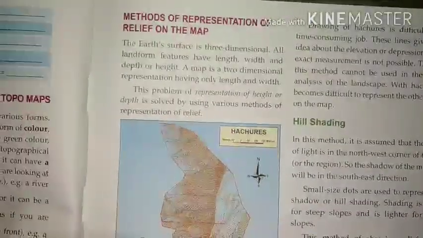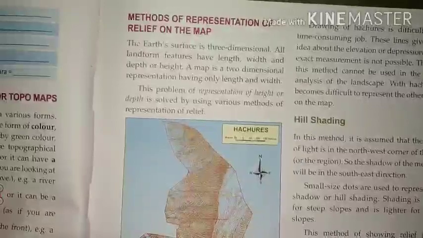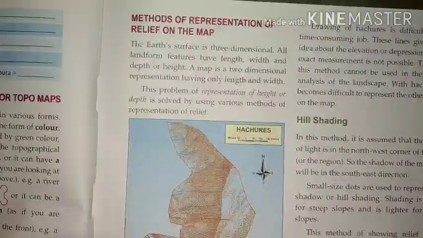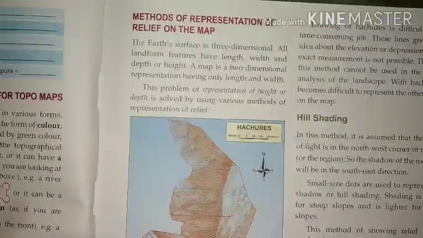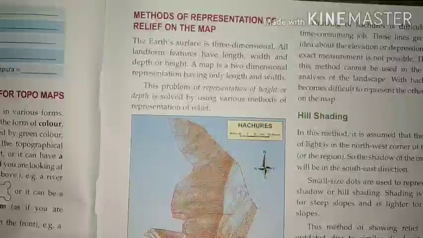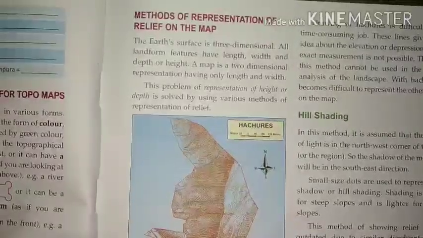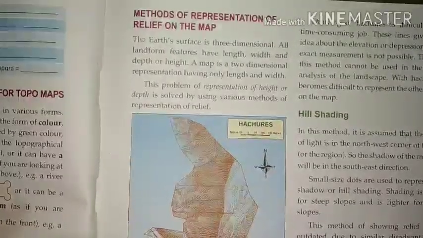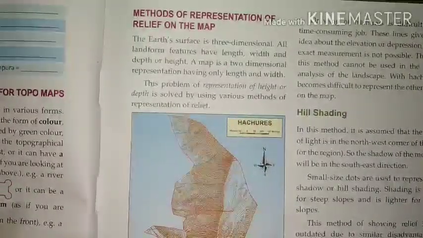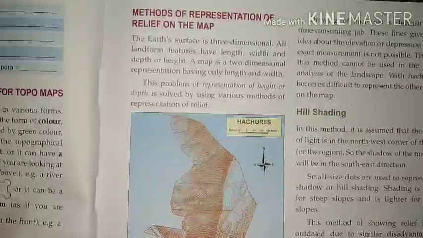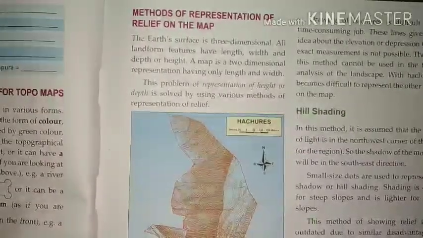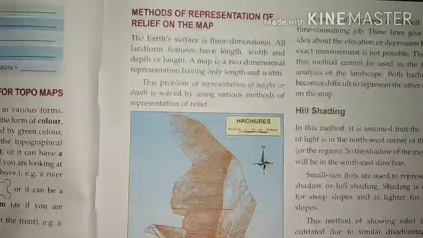Good morning everyone. So today we will continue the same chapter and the topic is methods of representation of relief on the map. The Earth's surface is three-dimensional. All landform features have length, width and depth or height. A map is a two-dimensional representation having only length and width. This problem of representation of height or depth is solved by using various methods of representation of relief.